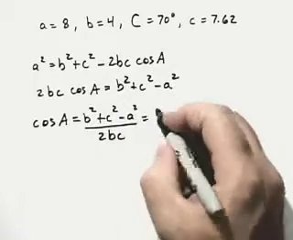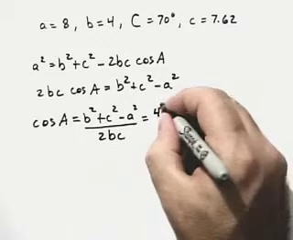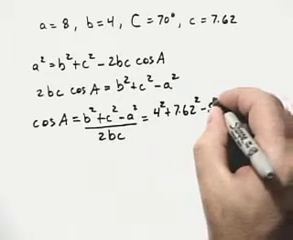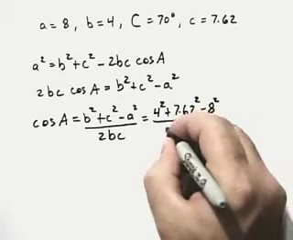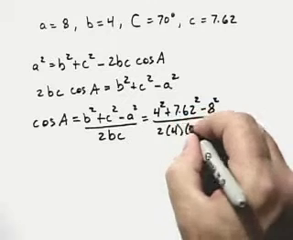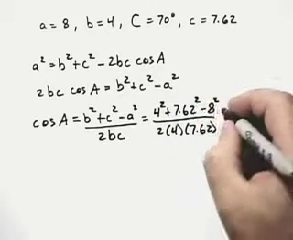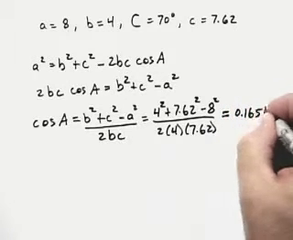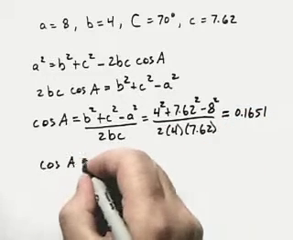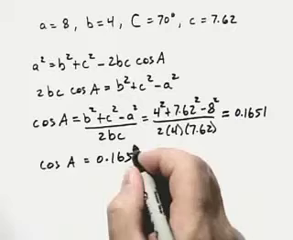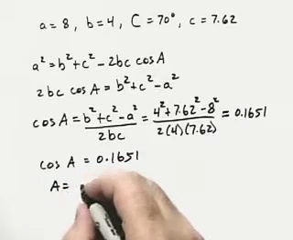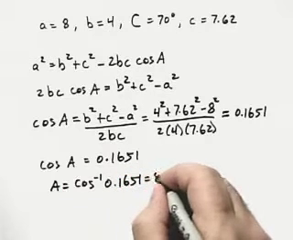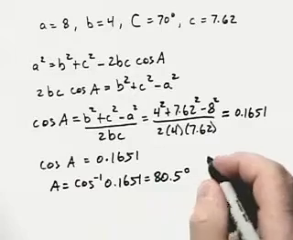And we know all three lengths, so we can plug in the values that we have. This will be 4 squared plus 7.62 squared minus 8 squared divided by 2 times 4 times 7.62. If we simplify that, this is 0.1651. So we have cosine of angle A is 0.1651, or the measure of angle A is cosine inverse of 0.1651, or about 80.5 degrees.